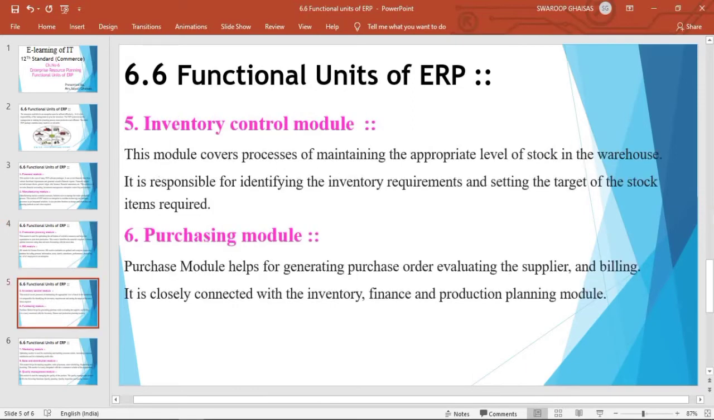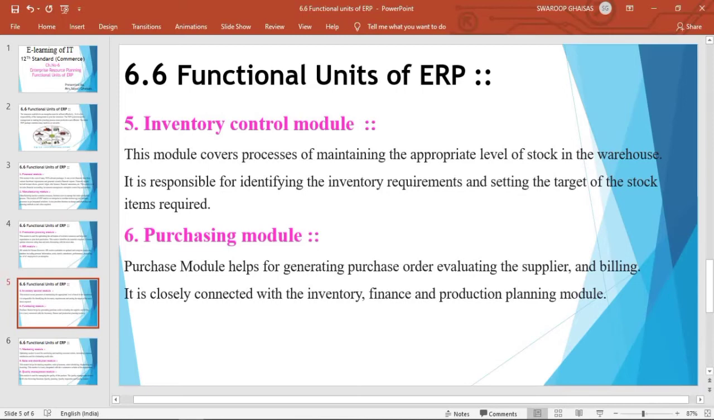Next is the inventory control module. This module covers the process of maintaining appropriate level of stock in a warehouse. See, whenever the different orders are accepted by your organization, by your enterprise, and orders get fulfilled, your stock will somehow get reduced. So this module will be responsible for maintaining that particular level of stock in a warehouse, so that whenever new purchasing orders are received by your enterprise, those can be fulfilled effectively.